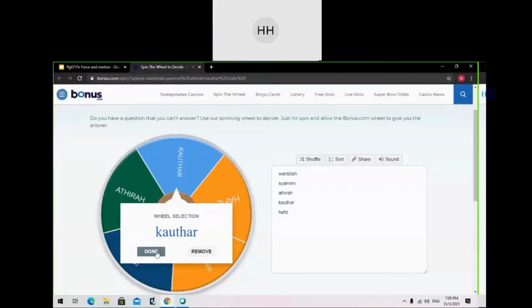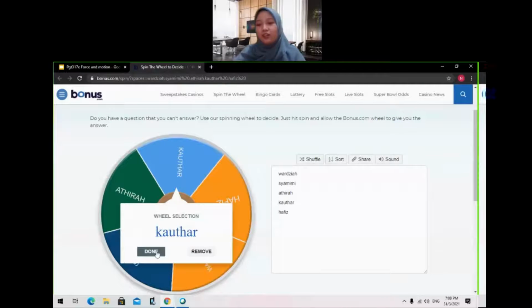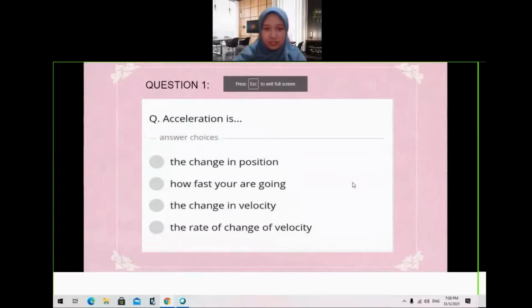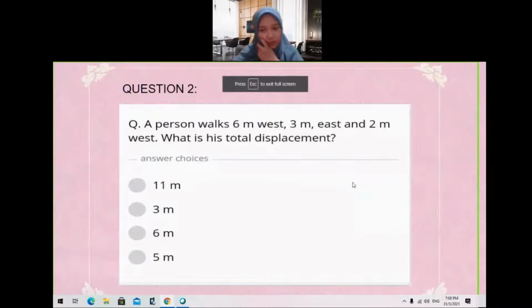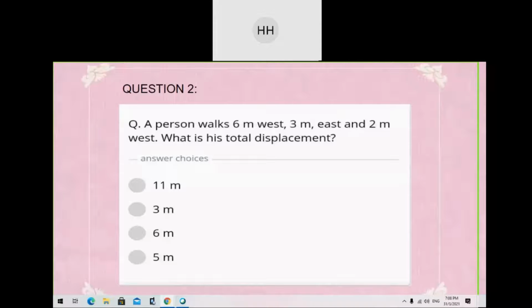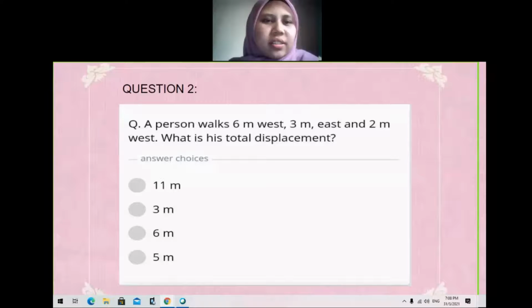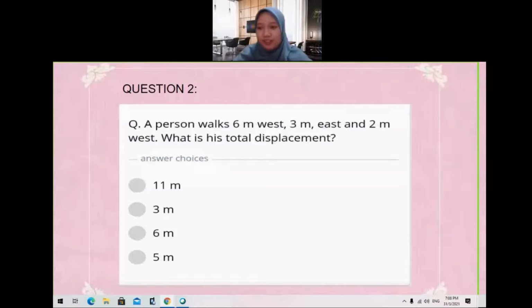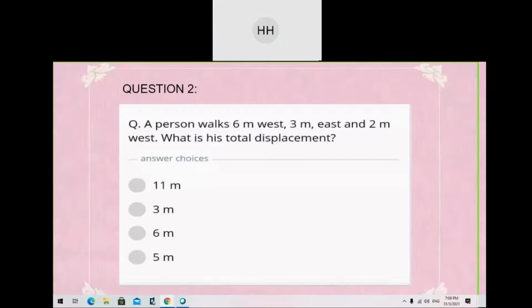Kausa is the one. Okay. The second question is: a person walks 6 meter west, 3 meter east, and 2 meter west. What is his total displacement? So what is the answer, Kausa? Wait a minute, teacher. It's okay. Take your time to calculate. 5 meter. Correct, teacher. Yes, correct. Yay.